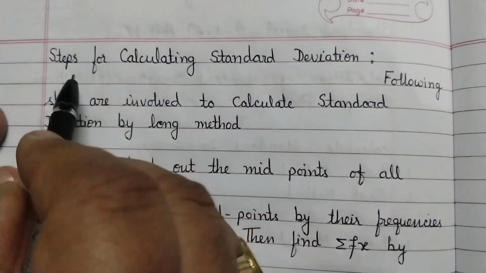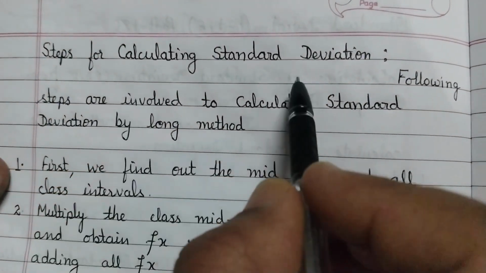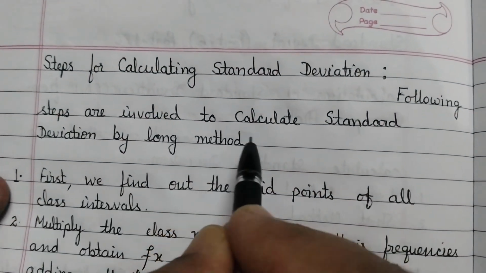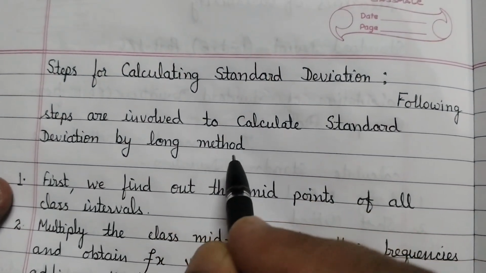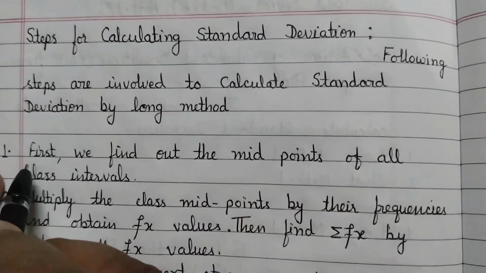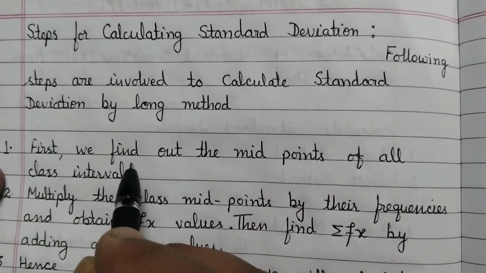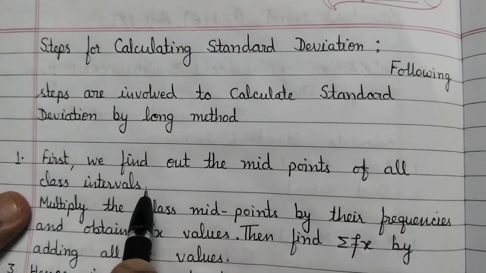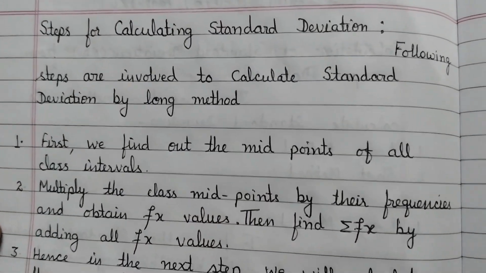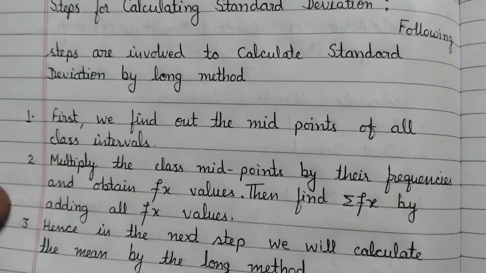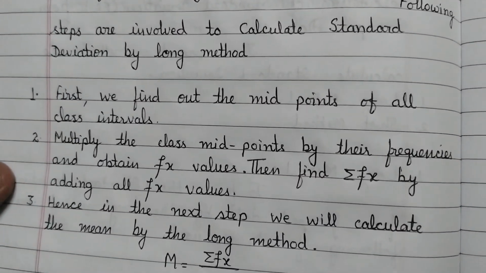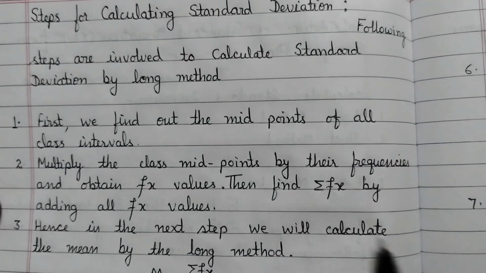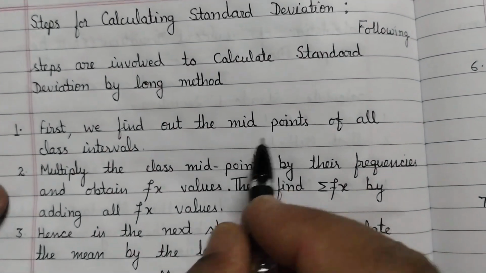Now the next point is steps for calculating standard deviation. The following steps are involved to calculate standard deviation by the long method. First, we find out the midpoint of all class intervals. Very simple: if the class interval is 140 to 144, then add 140 plus 144 and divide by 2, and it will provide you the midpoint.